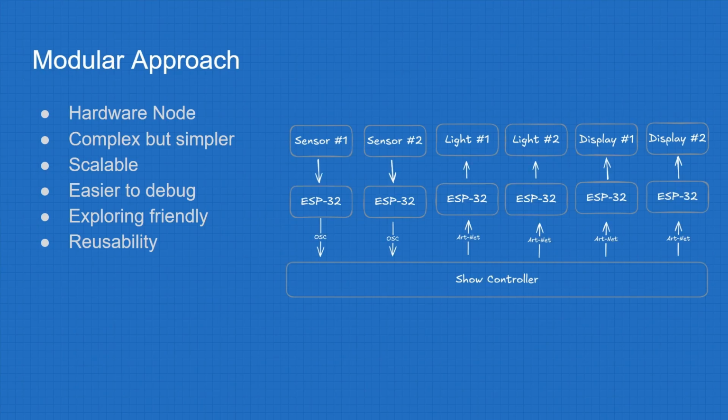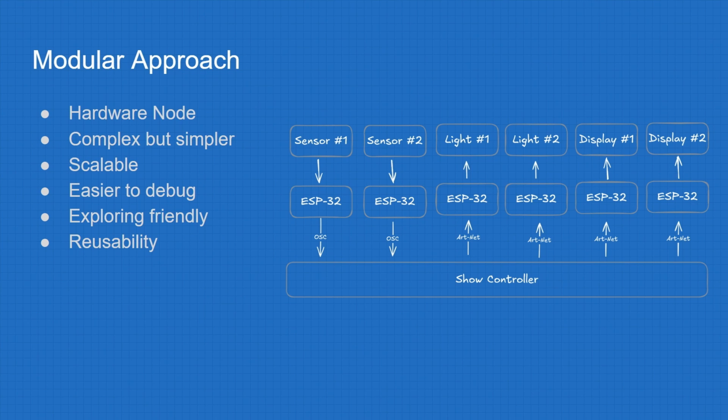So I chose a more modular approach. I took the same approach as TouchDesigner with nodes, but applied to hardware. So now every sensor is linked to one ESP32. It's like a more powerful Arduino with Wi-Fi capabilities. Every sensor, every light, every display is linked to one ESP32, and then I use a show controller like TouchDesigner to communicate with them.